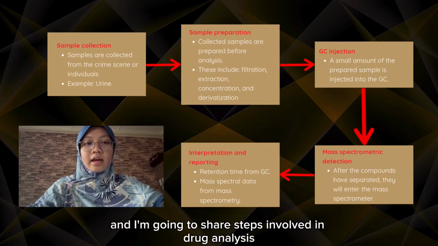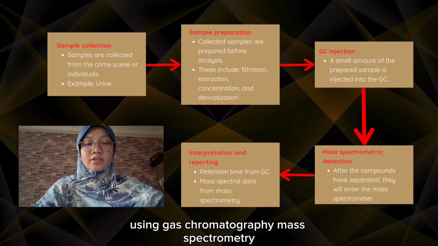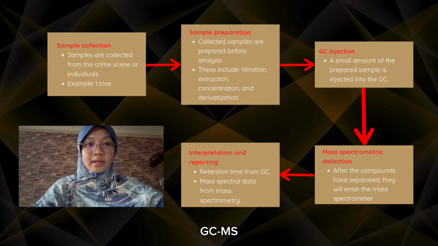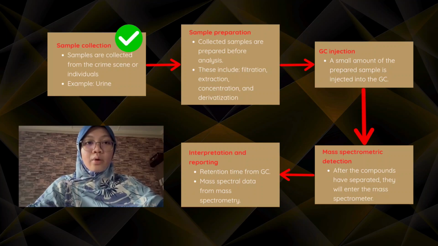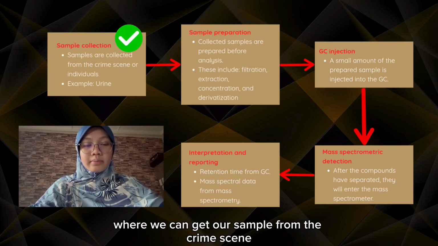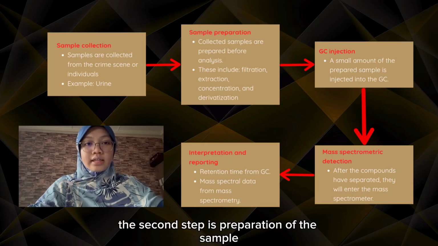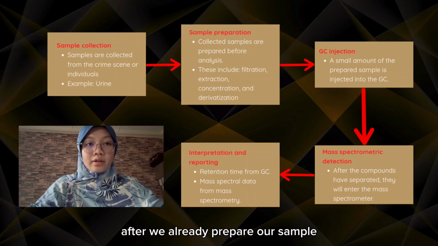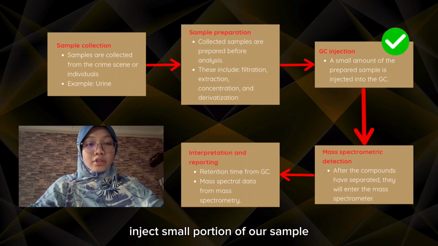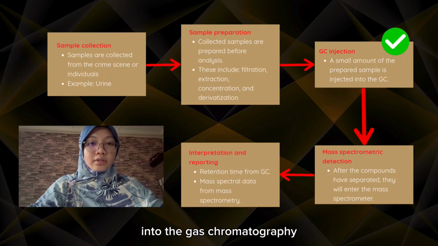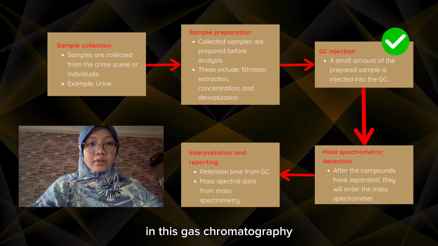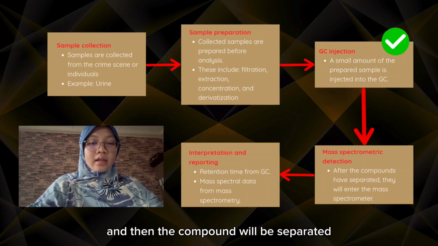My name is Shafena, and I'm going to share the steps involved in drug analysis using gas chromatography-mass spectrometry, GC-MS. The first step is sample collection, where we can get our sample from the crime scene or from the individual itself. The second step is preparation of the sample. After we prepare our sample, we will inject a small portion of it into the gas chromatograph. In this gas chromatograph, the sample will be vaporized and then the compounds will be separated.